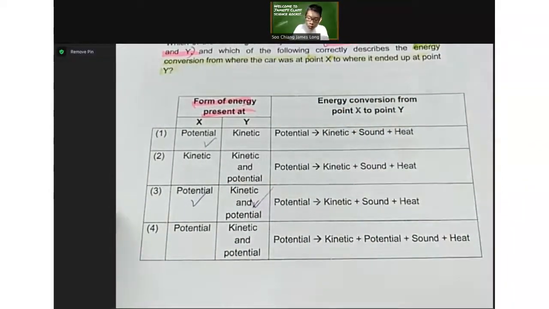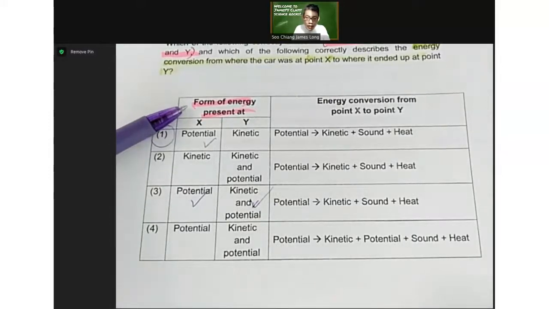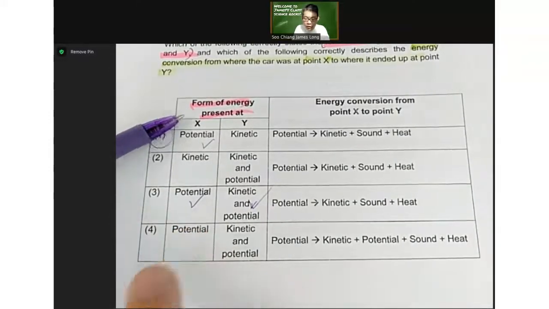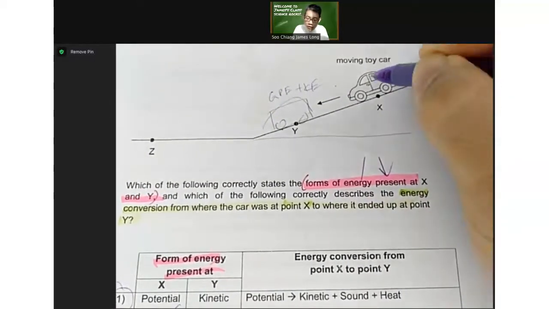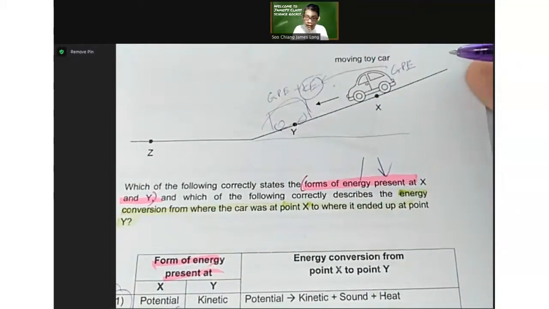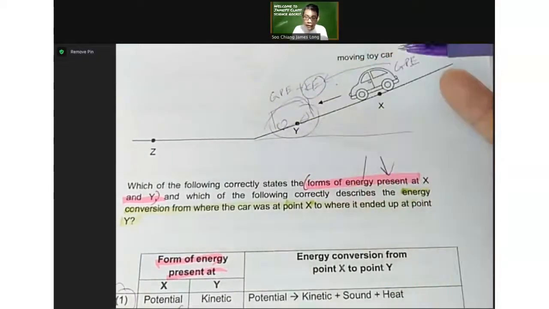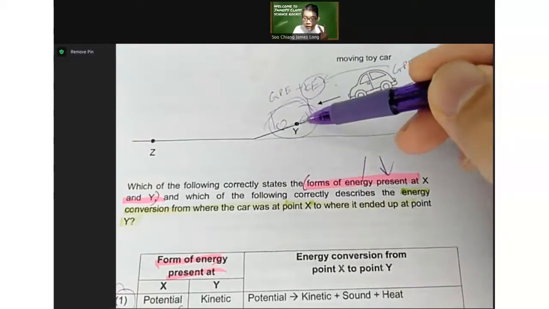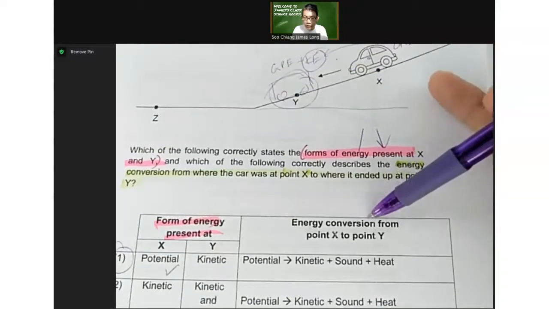Now those who got it wrong, you chose 1. Why? You were not alert that this question is asking you for the form of energy. You were thinking in terms of energy conversion. Oh, the GPE here converts to the KE here. That is correct for energy conversion. But if you're talking about form of energy, at this point in time, there are two forms of energy present in the toy car at point Y. The energy conversion part is on this side of the question.